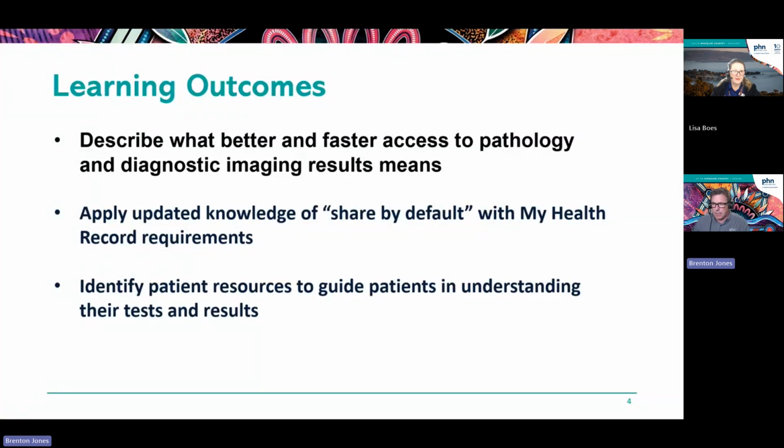So our learning outcomes for tonight, and I'm on a mission to try and keep this to a 30-minute webinar, but hopefully describe what better and faster access to pathology and diagnostic imaging results means. Apply updated knowledge of share by default with My Health Record requirements, including which providers must comply, key exceptions and actions that prescribers need to take, and identify resources to guide patients in understanding their test results, and explain how patients can access and control who views their information in My Health Record.